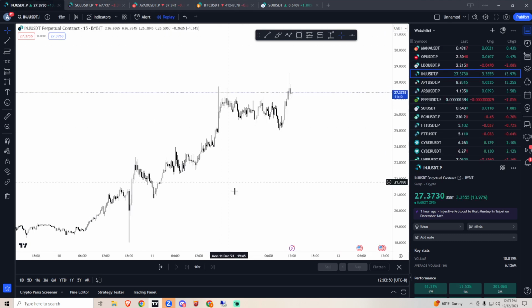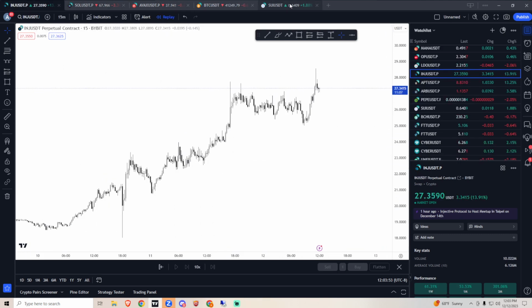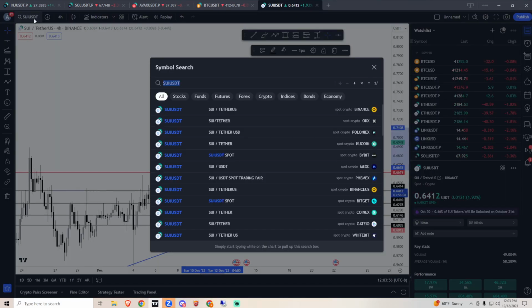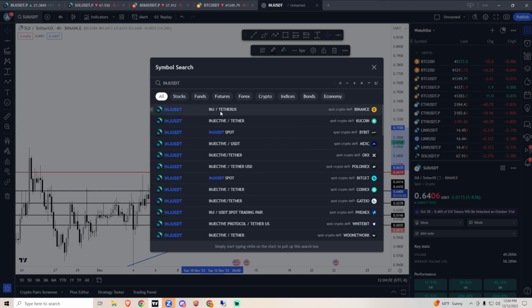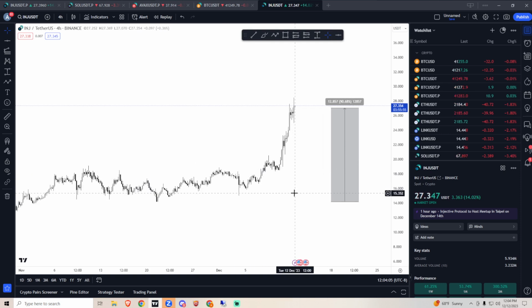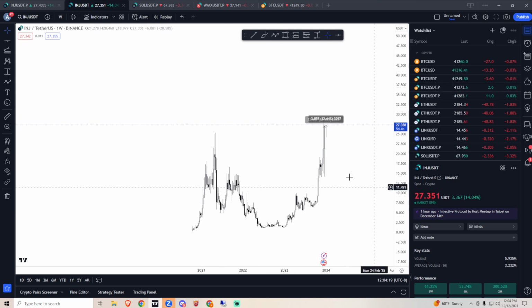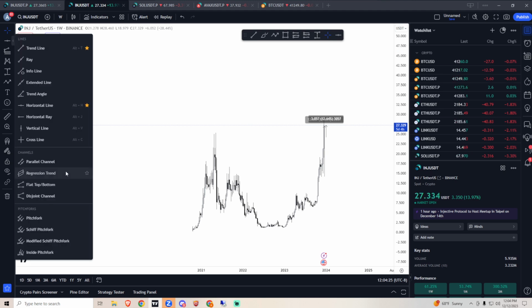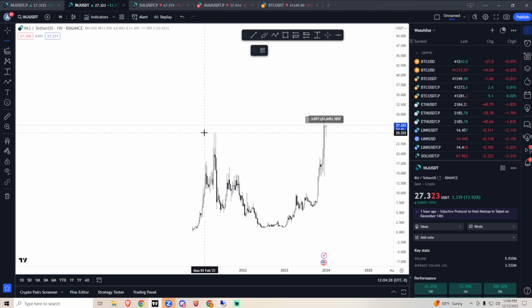So on Injective, for example, I'm going to show you guys the spot chart, because if you're looking at the Binance chart or the Bybit chart, you don't see it. So if you ever want to see, for example, a new coin that just got listed on an exchange, take a look at the spot chart first. So the Binance spot chart. If we take a look at the spot chart here and go back on the weekly, we see that the highs for Injective, okay, is around 25.33. All right.